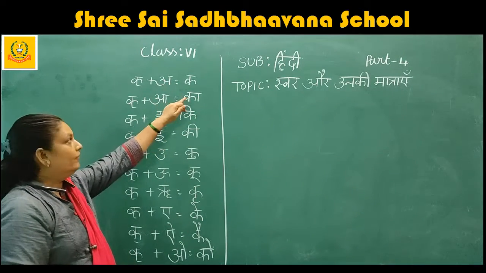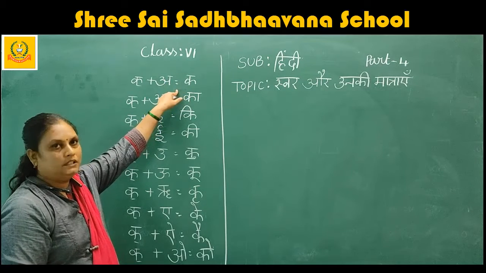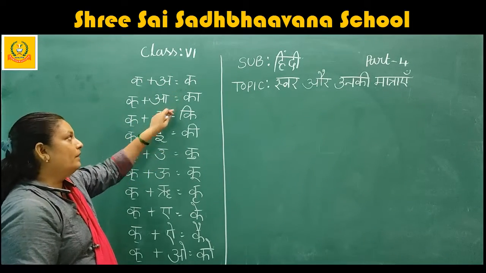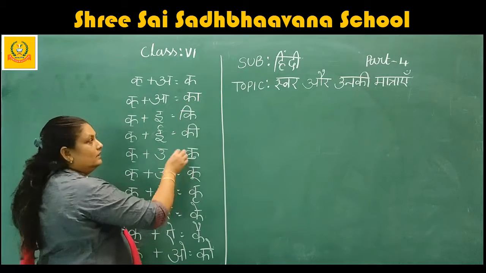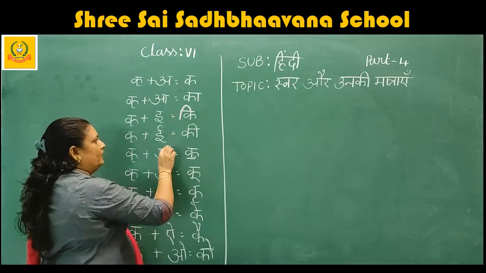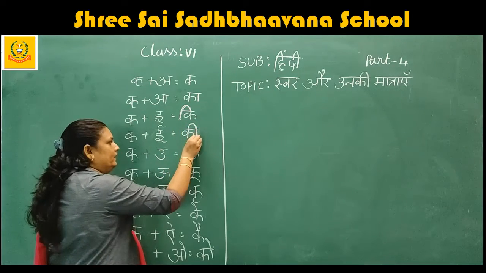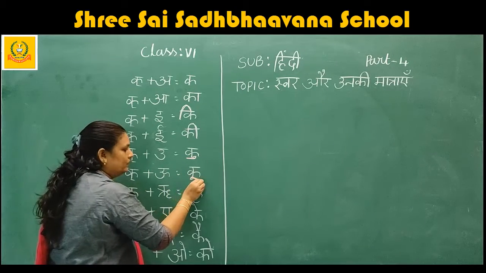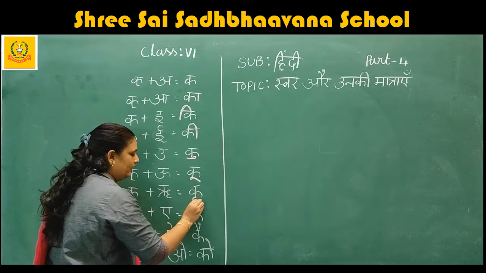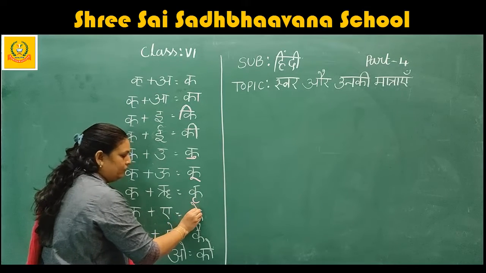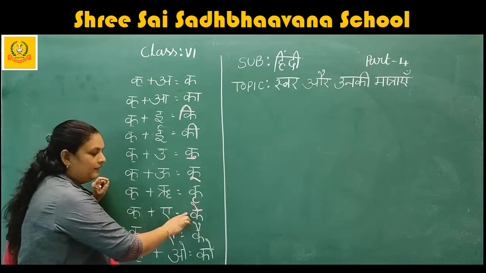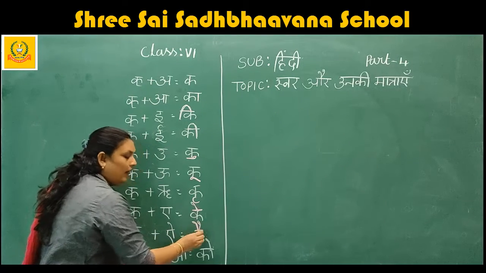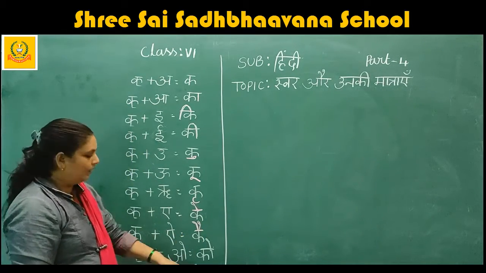Once again, in every class I am revising this. Aki matra means there is no matra, only simple 2, 3 and 4 letter words we will write. This is choti iki matra, ki, and this is badi iki matra, ki. Ka plus u, ku, this is uki matra, and this is ruki matra. A means a single line, and ai means a double line, you have to pronounce kai. And today we are going to learn this one, ka plus o, ko.